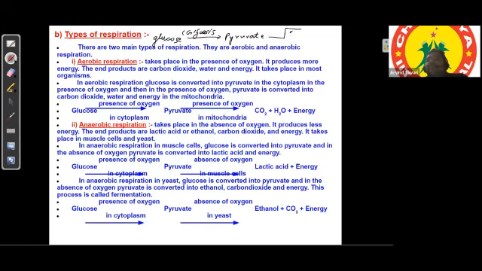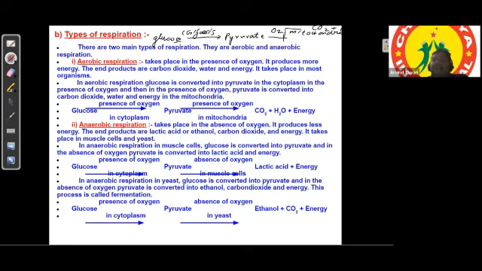If the cell has the presence of mitochondria, then it will perform aerobic respiration. Here it will be aerobic respiration in the presence of oxygen, which will give you the final products as carbon dioxide and water.